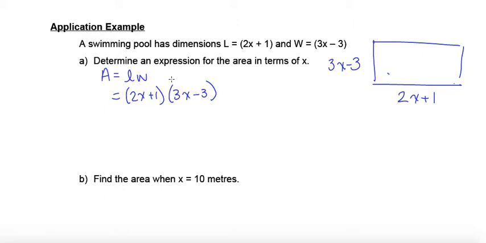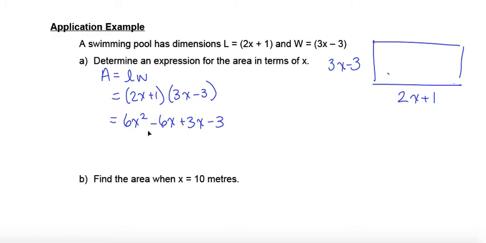My first two terms, 2x times 3x is 6x squared. 2 times 3 is 6, and x times x is x squared. 2x times negative 3, so the outside terms, is negative 6x. My inside terms, 1 times 3x is 3x. And then my last terms, 1 times negative 3 is negative 3.